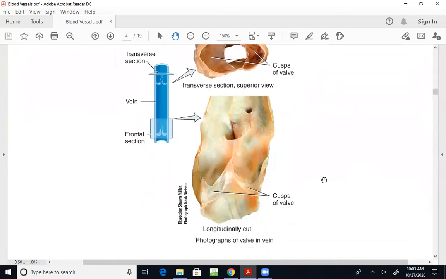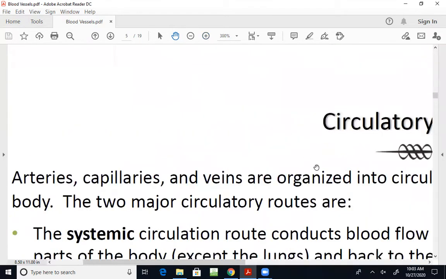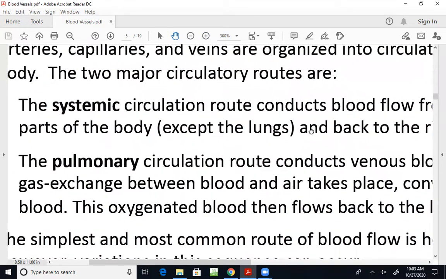Like I said, pictures on this page are not important, nor are the pictures on this page, although I'll refer to them.